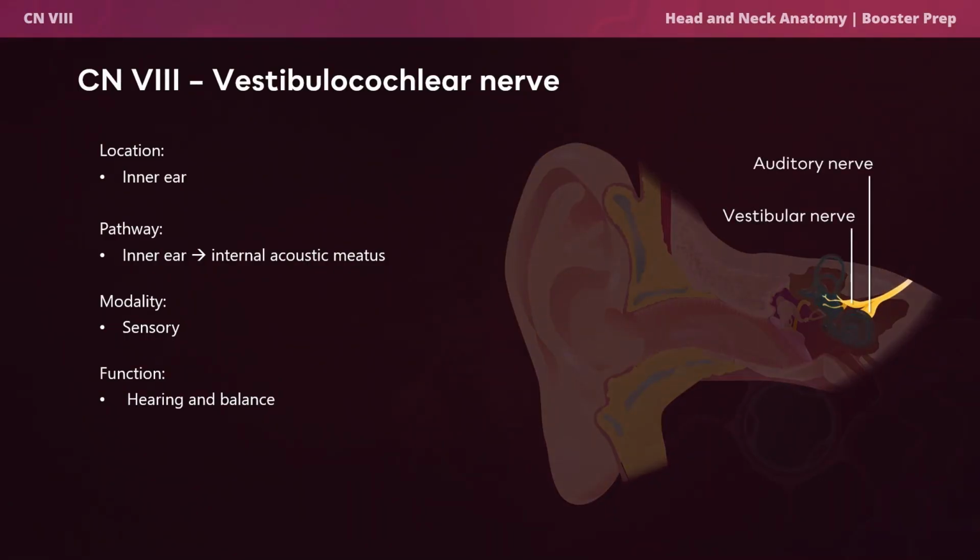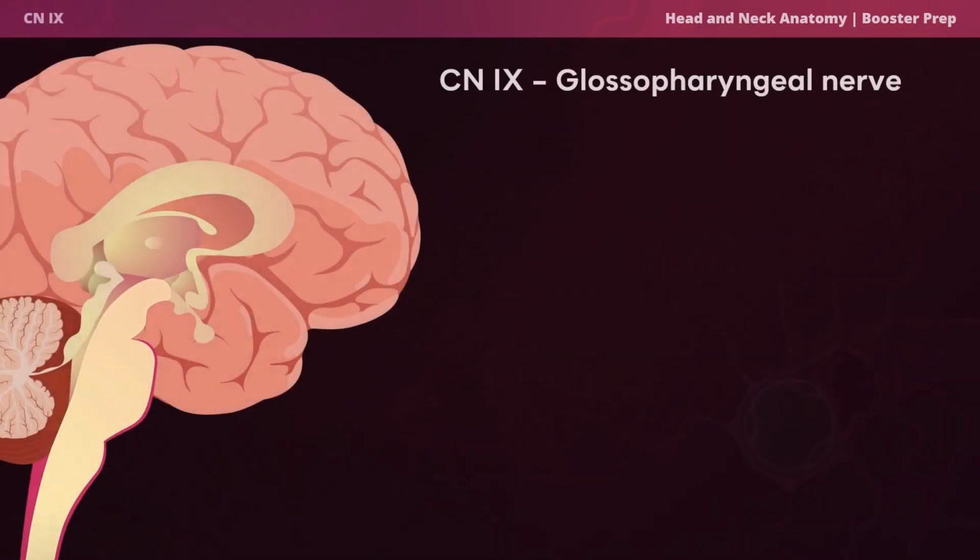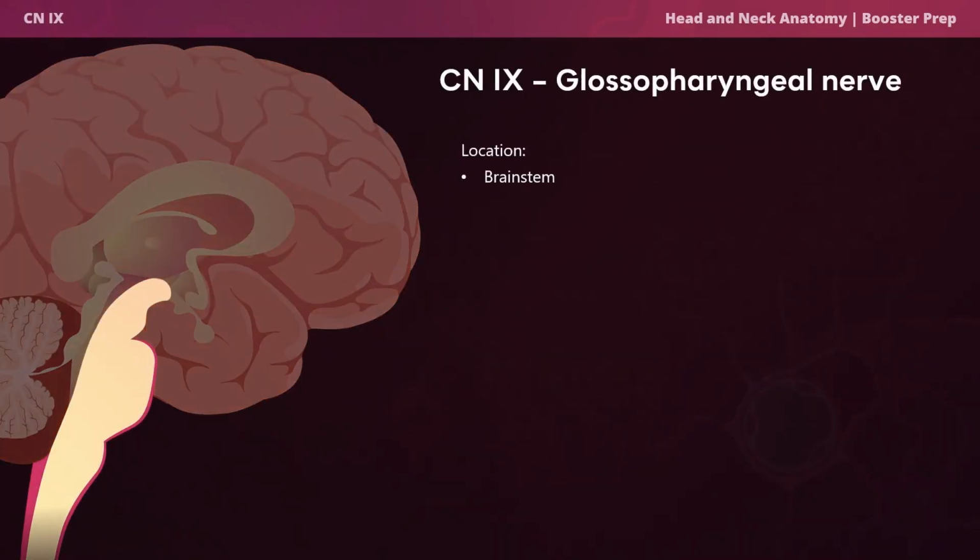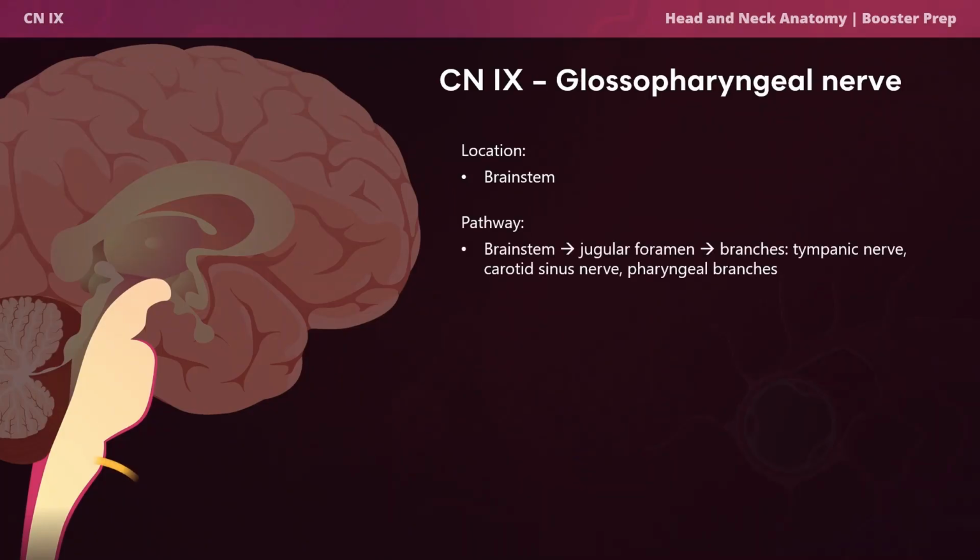Now we're moving on to the ninth cranial nerve, and that is the glossopharyngeal nerve. It is a mixed modality nerve originating in the brainstem. So this nerve travels through the jugular foramen, where it gives off several branches, with the most notable ones being the tympanic nerve, which carries out sensory information from the middle ear, the carotid sinus nerve, which provides sensory innervation to the carotid sinus and body, and the pharyngeal branches, which innervate the muscles of the pharynx.